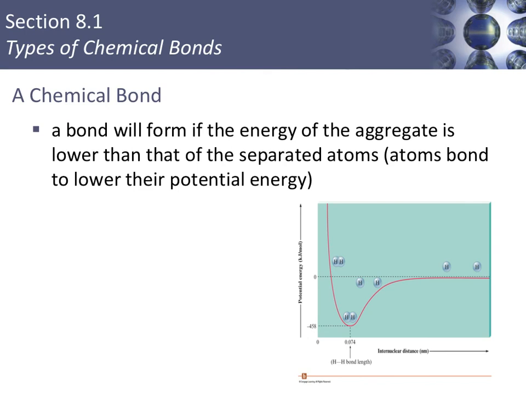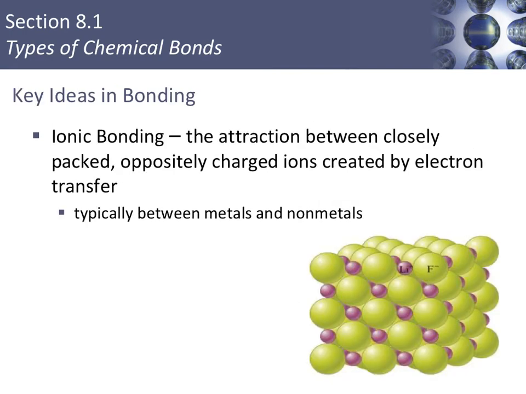So why do atoms bond? Atoms will bond to lower their potential energy. You can see here in the graph, we've got our atoms bonded together, and you can see that energy is lower than when they are unbonded. So let's get into our types of chemical bonds.